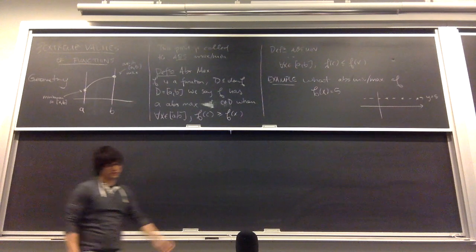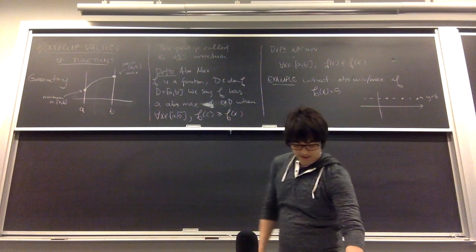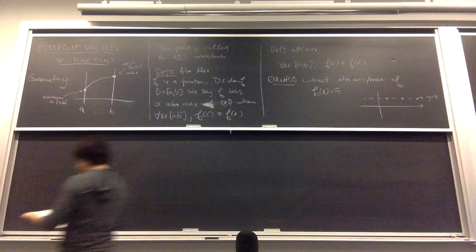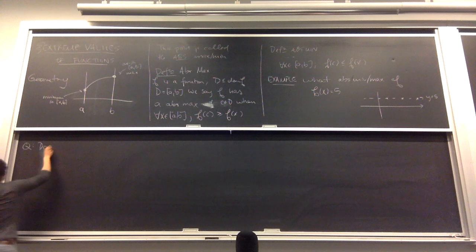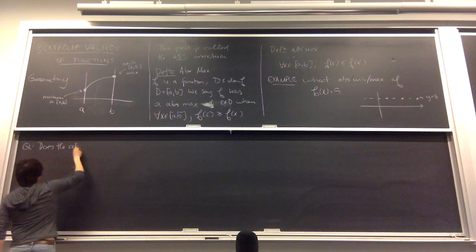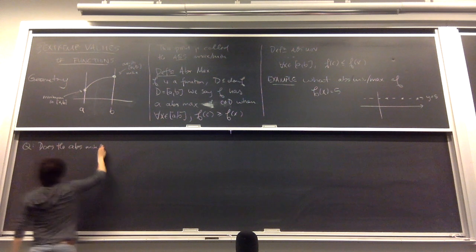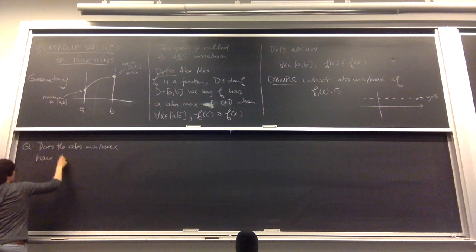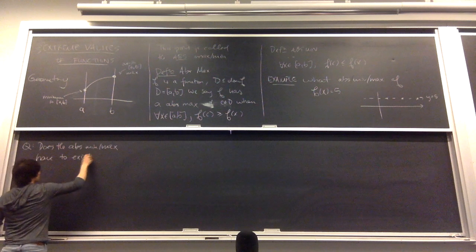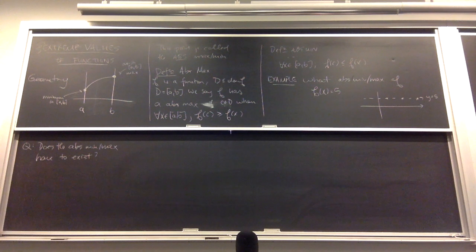All right, so that was an oversimplified example. So here's a question for you. Does the absolute minimum and maximum have to exist? Can anyone give me an example where the absolute maximum and minimum do not exist?